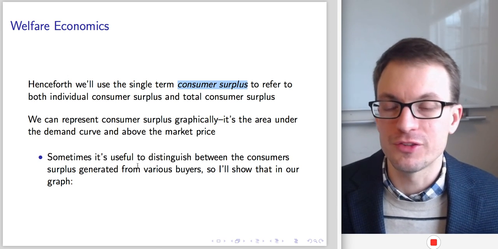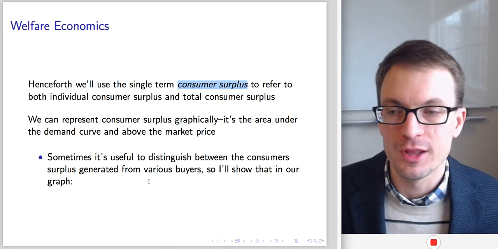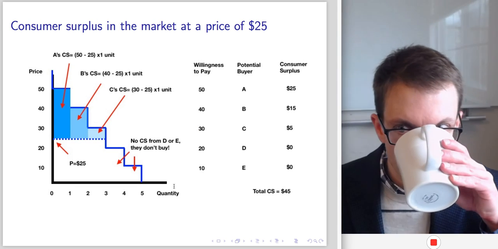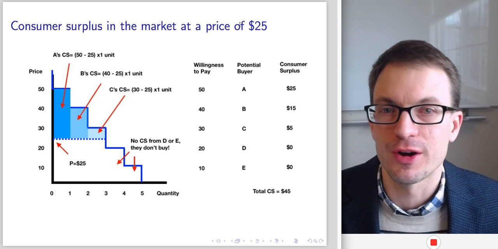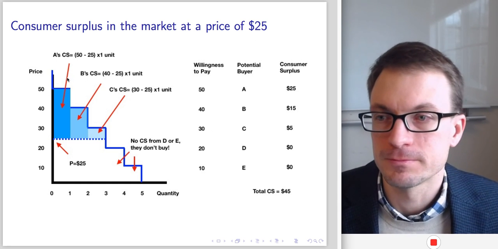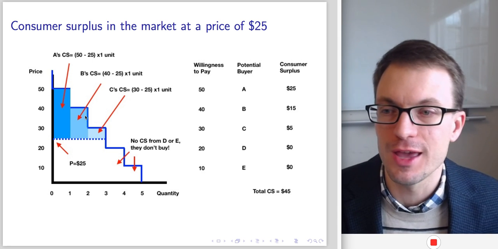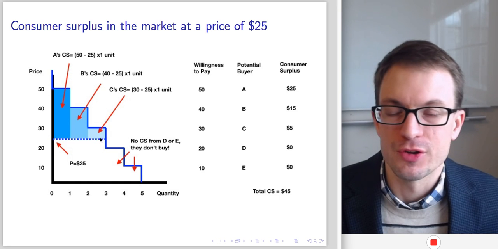Okay, so then I say sometimes it's useful to distinguish between consumer surplus generated from various buyers. So I'll show that in our graph. Okay, so here's consumer surplus in the market at a price of $25. So here's the $25 of consumer surplus from person A. Here's a consumer surplus, $15 from B. And here's our $5 of consumer surplus from C.